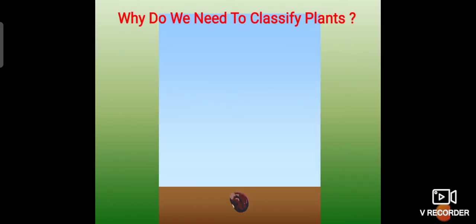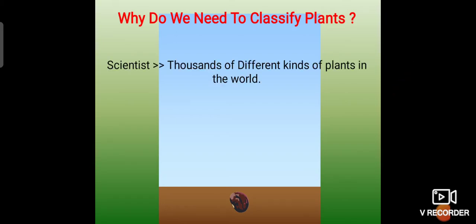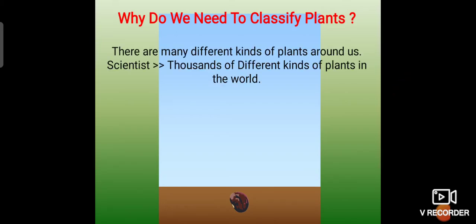So now, why do we need to classify plants? Because there are many different kinds of plants around us. Scientists have already mentioned that there are thousands of different kinds of plants all over the world. So in order to make it easy for us to learn, we need to classify them, to put them into groups with the same common similarities.